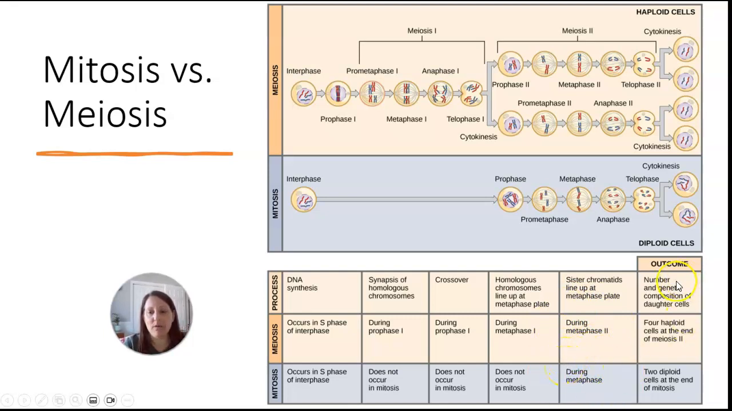And lastly, the outcome. So the number and genetic composition of daughter cells. So in meiosis, we end up with 4 cells, and those 4 cells are all haploid. For mitosis, we end up with just 2 cells, and those 2 cells will be diploid. Okay, so again, you should be able to compare and contrast these two processes, and that is the end of the meiosis chapter.